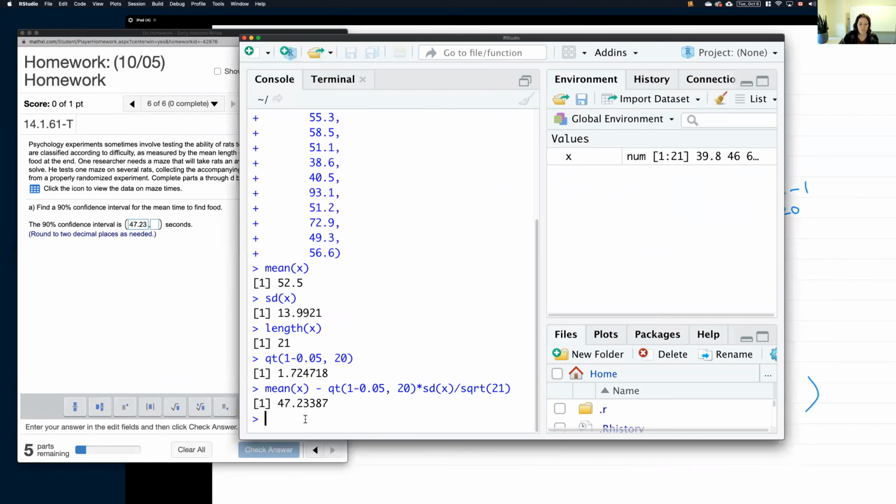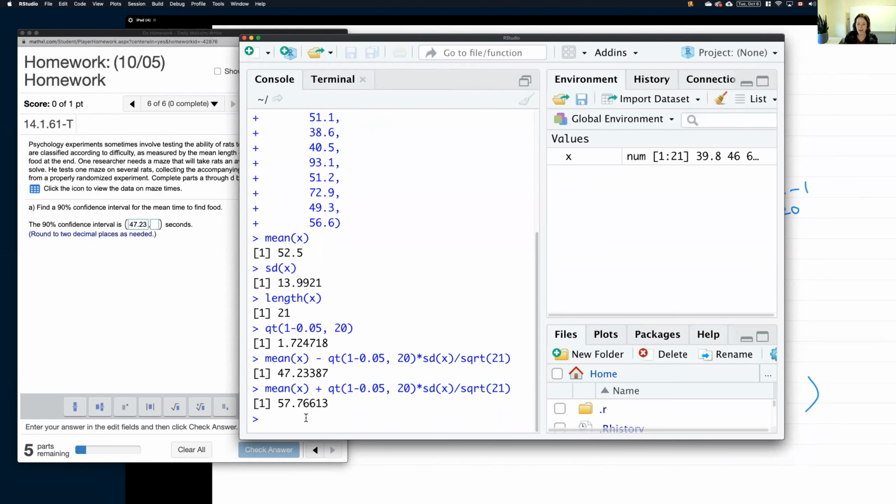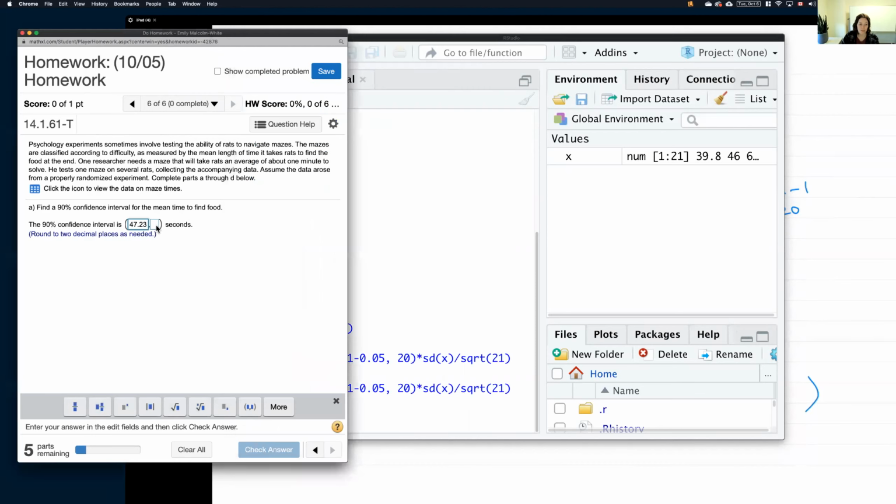Okay. For my upper bound, in R, you can actually press the up arrow and it will display your previous command. So I can take the previous command and just change this minus sign to a plus sign to get my upper bound. And so again, to 2 decimal places. So 57.76, except that the third decimal here is a 6, which means we need to round up. So this is actually going to be 57.77.